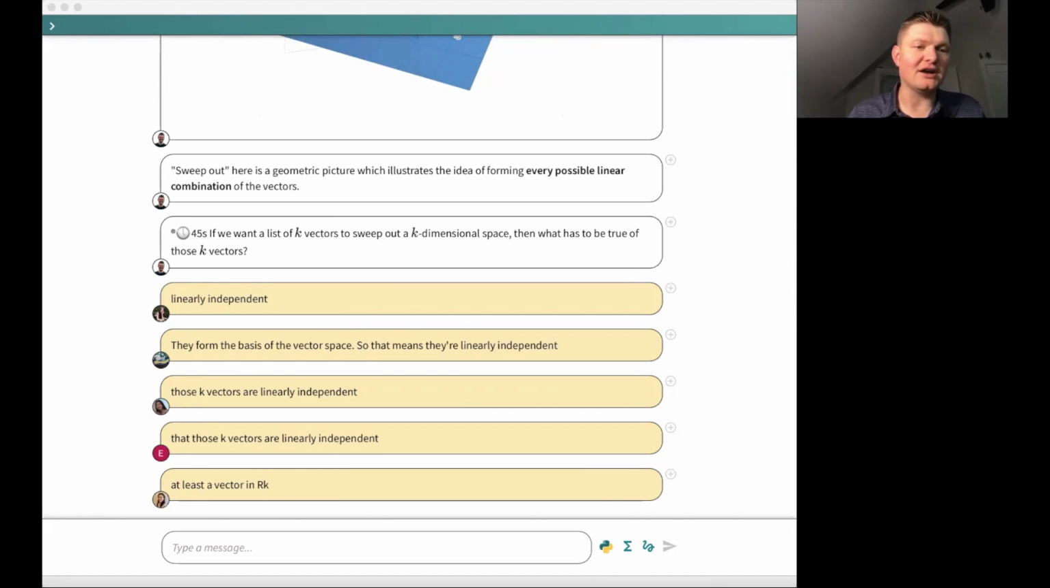And now you have not enough vectors remaining to reach up to k dimensions. So conceptually, that's what's going on. It's not a mathematical proof, but that's the idea you want to carry in your head.